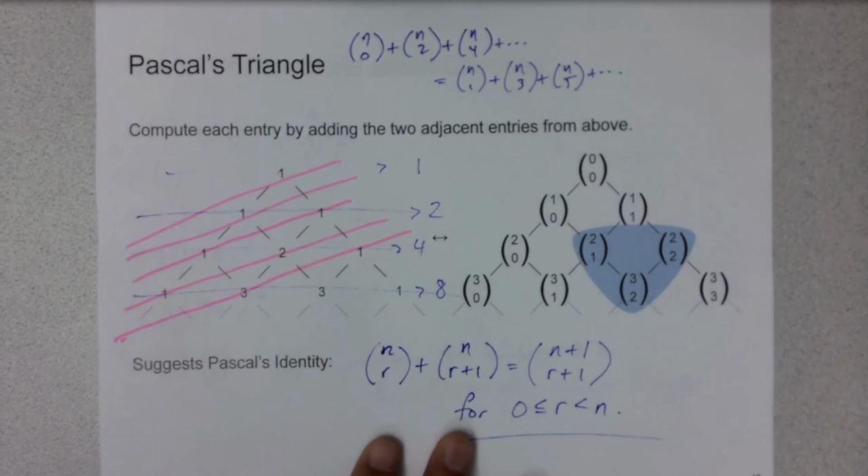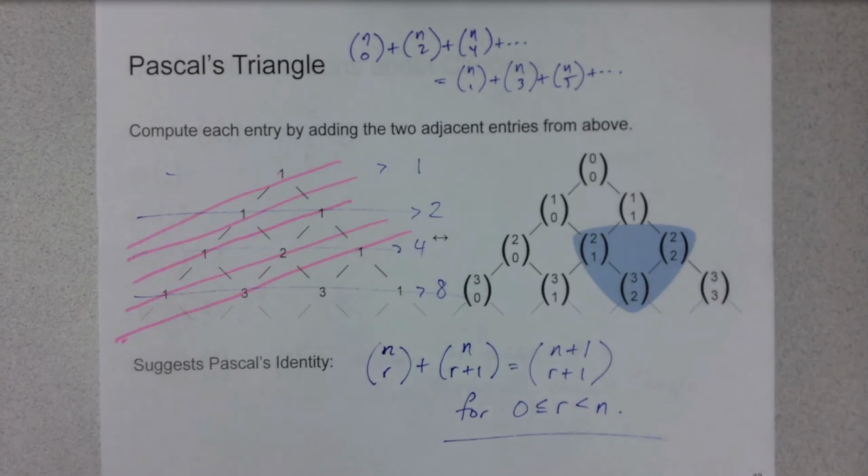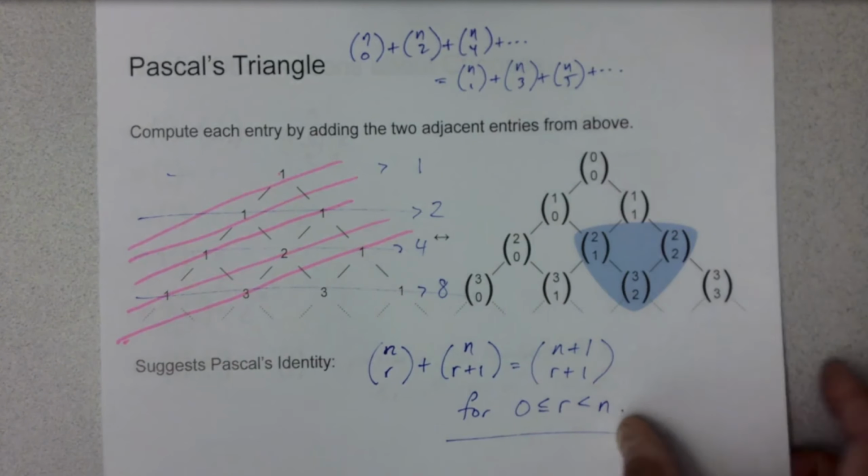So that's Pascal's identity, and you can prove it by doing algebra, by expanding factorials, but you can also do it by counting. Okay, so we're going to do a combinatorial proof of Pascal's identity right now.